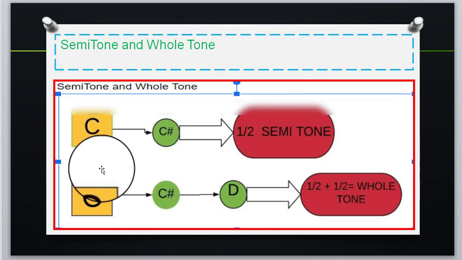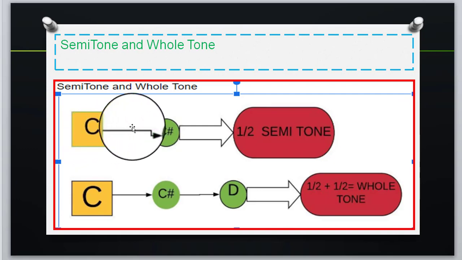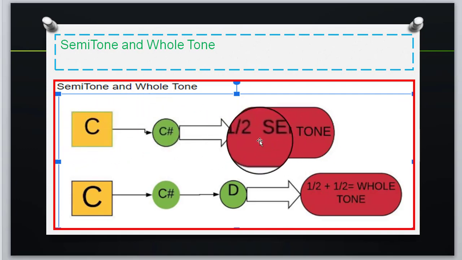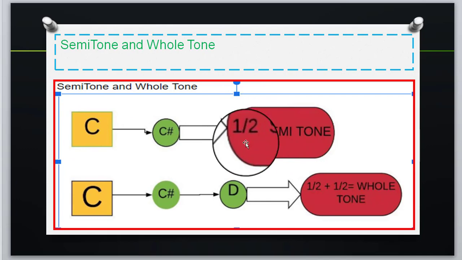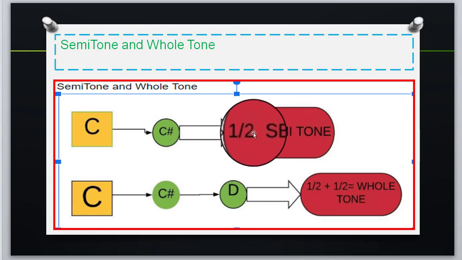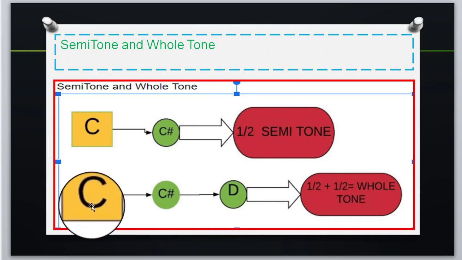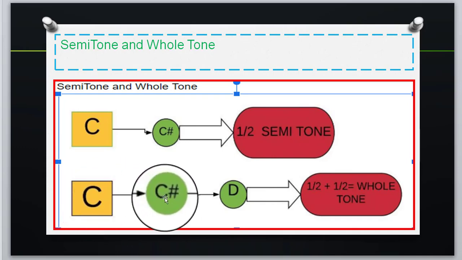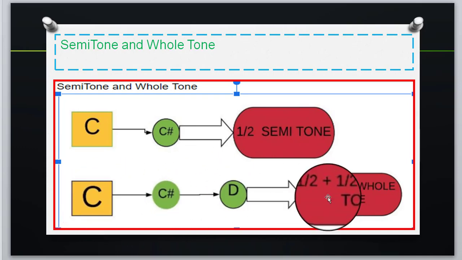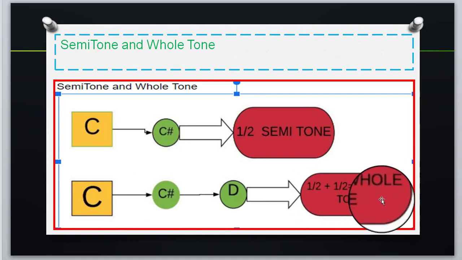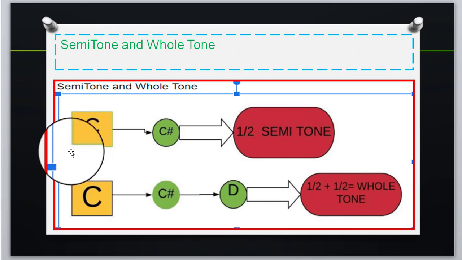Again, the picture. When music travels from C to C sharp, it is a semitone or half. We represent it as a half note, half tone, semitone. When it goes from C to C sharp and from C sharp to D, C to C sharp is a half, and again a half, which becomes a whole tone.